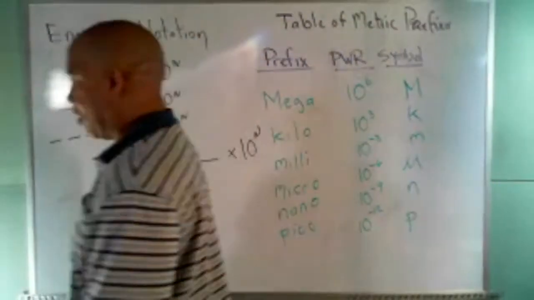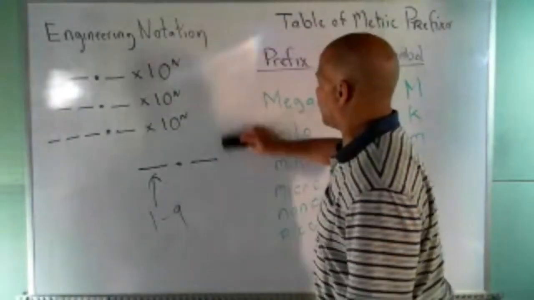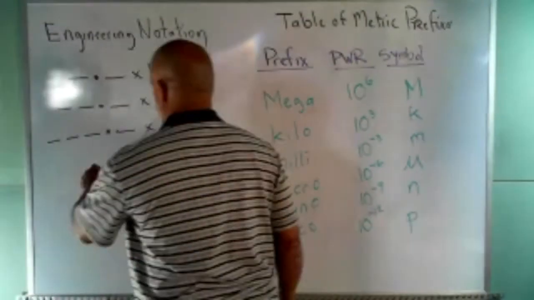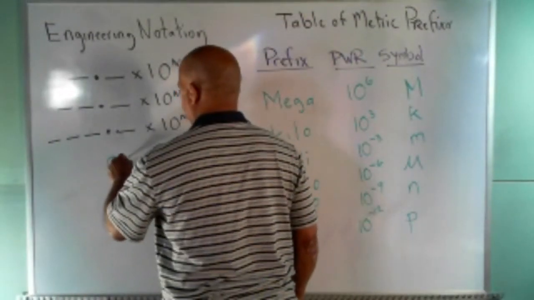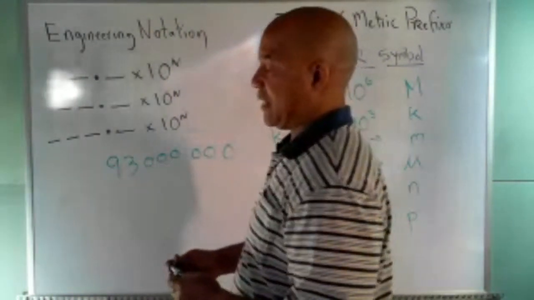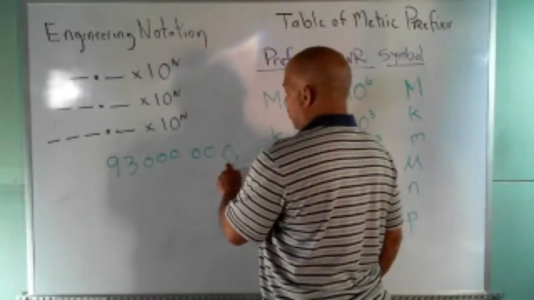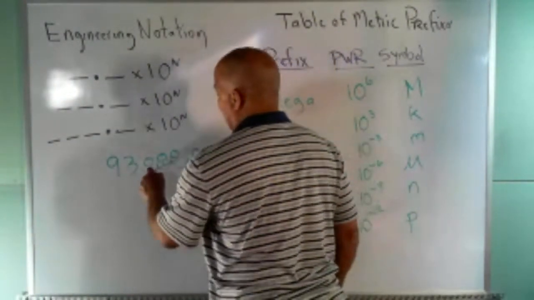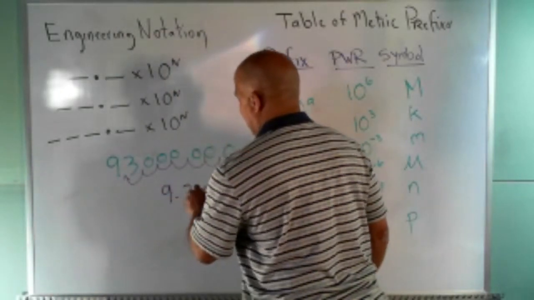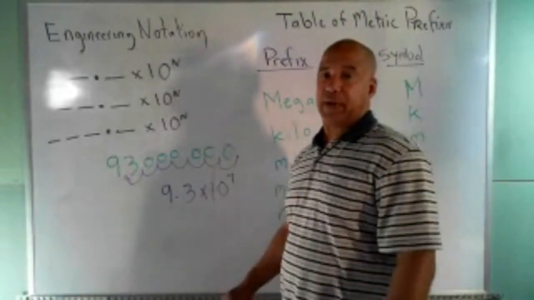So if we go back to our first example, the distance between the Earth and the Sun, we said was 93 million miles. I asked you to put that in scientific notation, and you did it. I start here and go 1, 2, 3, 4, 5, 6, 7. So I write this as 9.3 times 10 to the 7th. And that 7 is positive because the number I started with was bigger than 1.